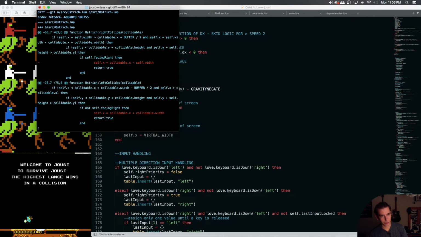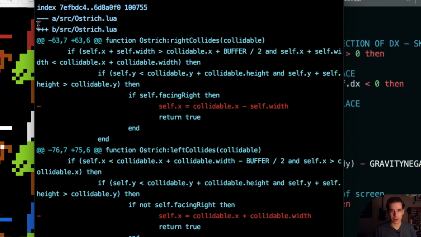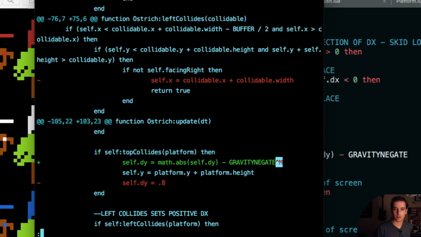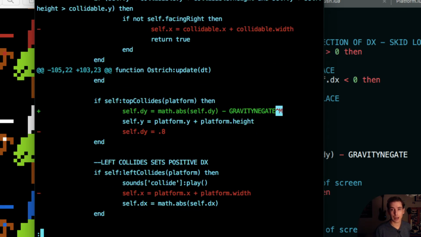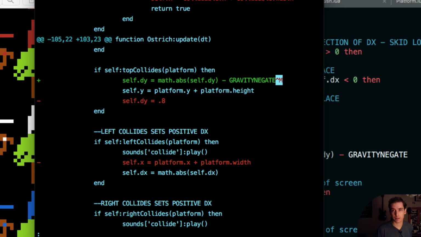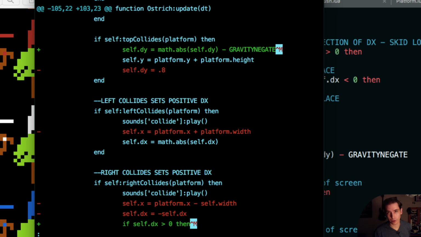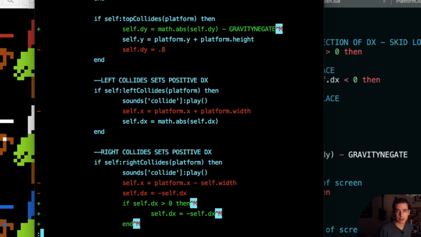If you guys aren't too familiar with Git, I just ran a git diff, which shows the difference between my current code and my last commit. So you can see that the red is what I've taken out. I took out that reset of an X position, which was giving us that jarring reset. And then I added a gravity negate to our top collides instead of our old hard-coded magic number of 0.8.